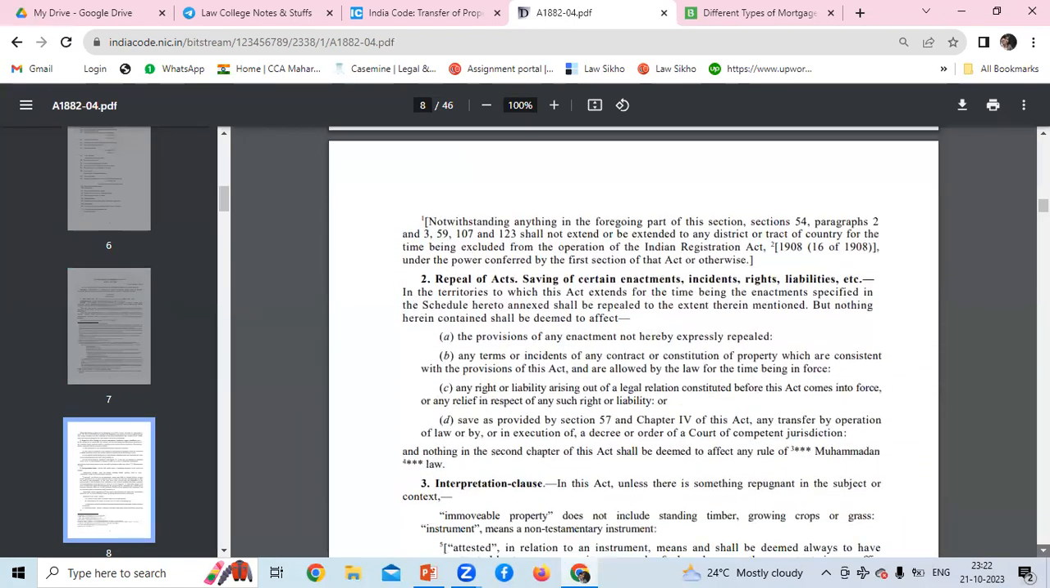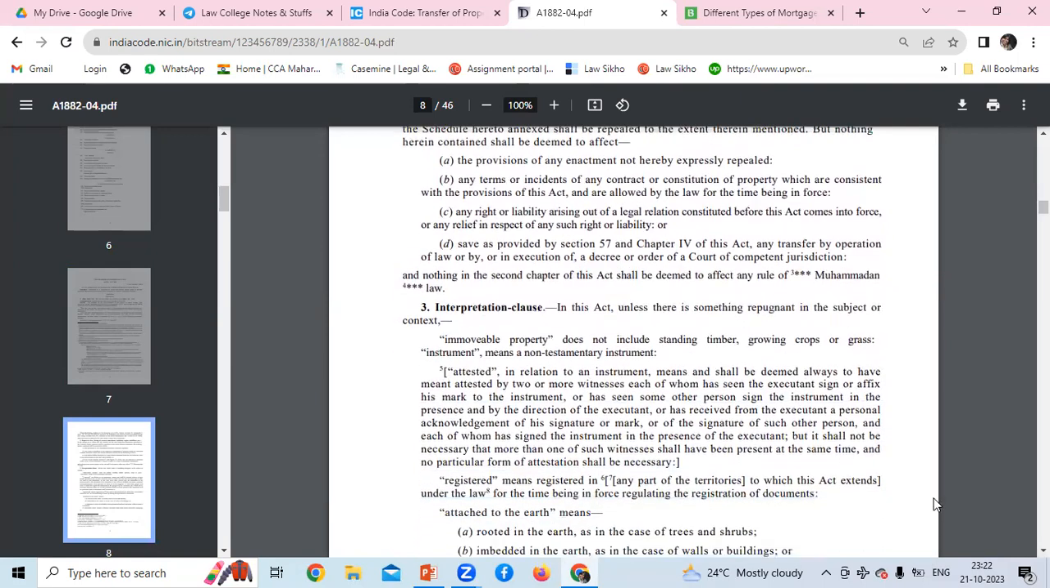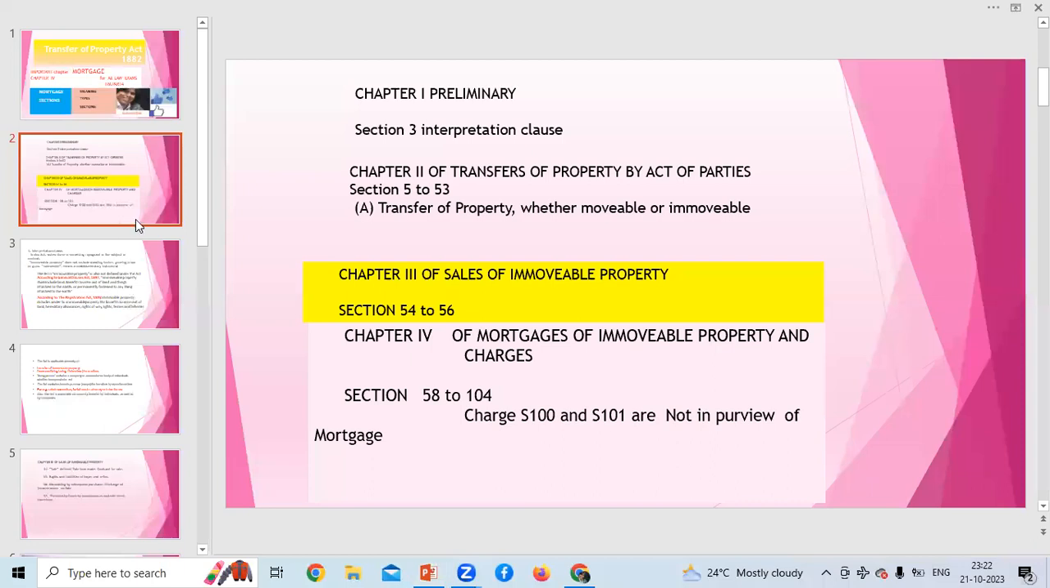I just wanted to show you the interpretation clause. In this, they have mentioned a negative definition of the property. In the initial 2 videos, I mentioned the General Clauses Act, where the definition is. So this is in section 3 in chapter 1. And chapter 2 is on transfer of property by act of parties, section 5 to 53A, whether transfer of property, movable or immovable. This is a big chapter.